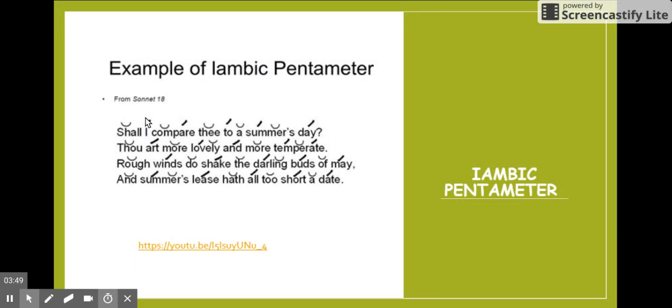So another thing, if you realize it, as I was reading, shall I compare? If you think about it, I'm going down, up, down, up, almost like a roller coaster. Well, that's basically what iambic pentameter is. You're basically talking in an up and downward or down and up motion like a roller coaster. That's what creates this style of poetry.